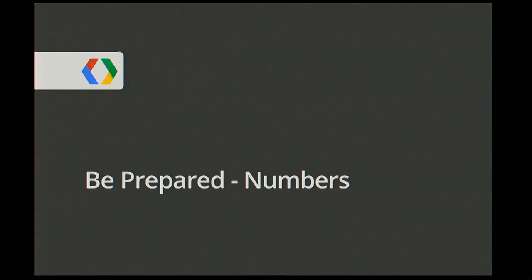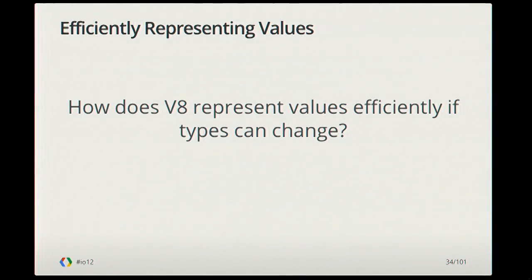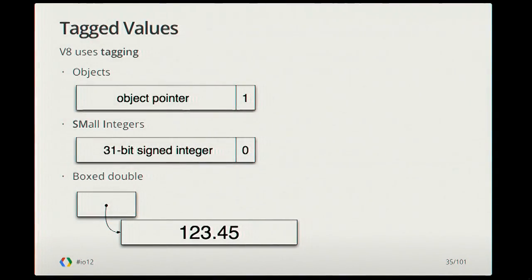Next thing I'd like to talk about are numbers. Because we don't have a lot of type information in JavaScript, we have this dilemma. We want to be able to generate code that can handle all possible different values, all different possible types. But you want to be able to have an efficient representation of numbers. And how do we do this? Well, we use a technique called tagging.